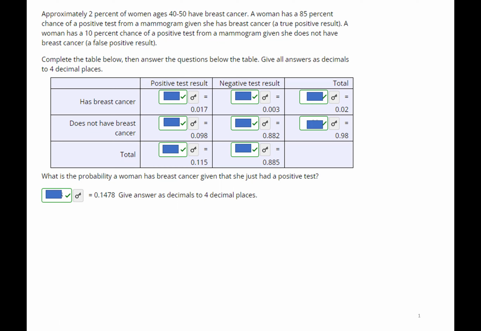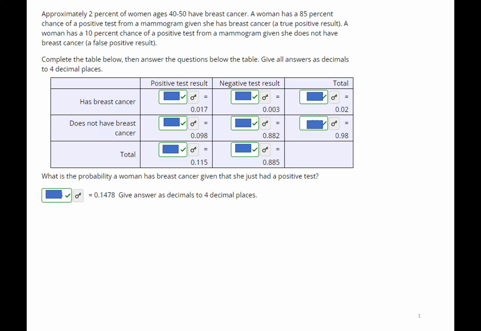In a contingency table, which is what this is, any time you have a table like this, each of these cells are probabilities. This cell represents that you have breast cancer and you test positive. This one represents that you have breast cancer and you test negative. Then these cells down here, you don't have breast cancer and you get a positive result. Here, you do not have breast cancer and you get a negative result. And then these cells down here are just the totals of these. These cells over here are the total of the rows.